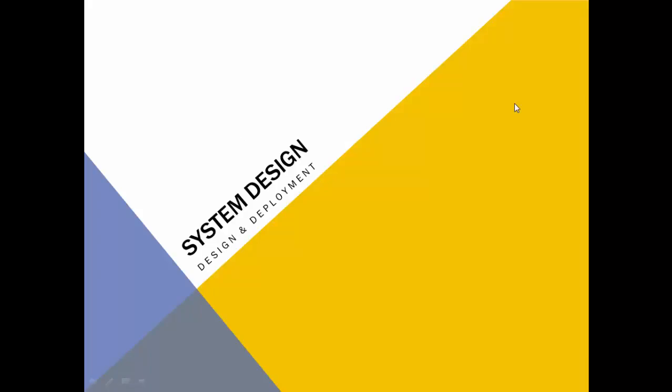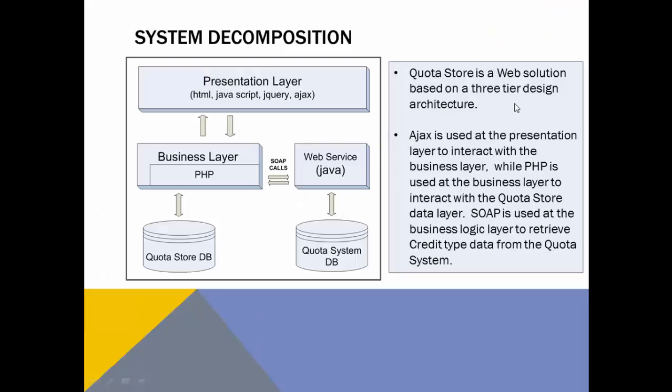System design. QuotaStore is a web solution based on a three-tier design architecture. The presentation layer, which is the client's browser, talks to the business layer via AJAX calls. The business layer uses PHP to interact with the database and also uses SOAP calls to fetch credit type information from the Quota system.